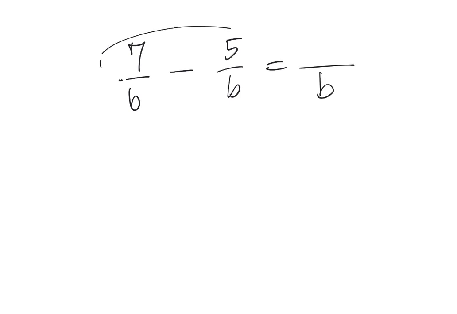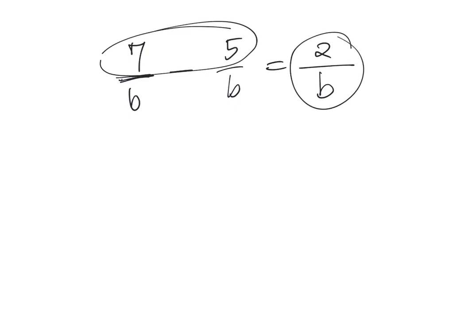We've discussed this before. I just want to mention this. When you have a variable in the denominator and you have a situation like this, for example, you literally keep the variable as the denominator, it stays the same, and you deal with the numerator. 7 minus 5 in this case is 2. So notice that I have 7 over b minus 5 over b, and that gives me 2 over b.